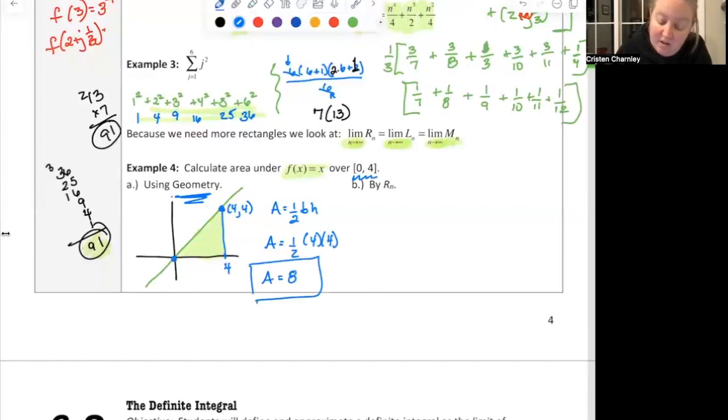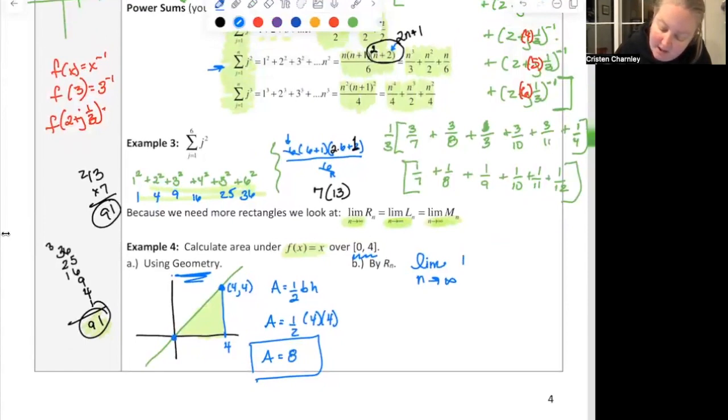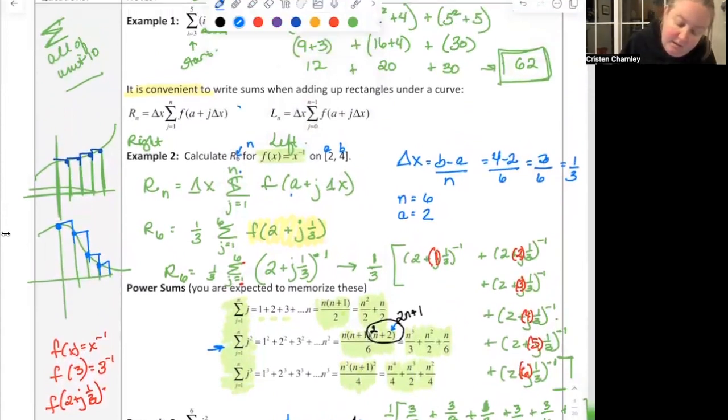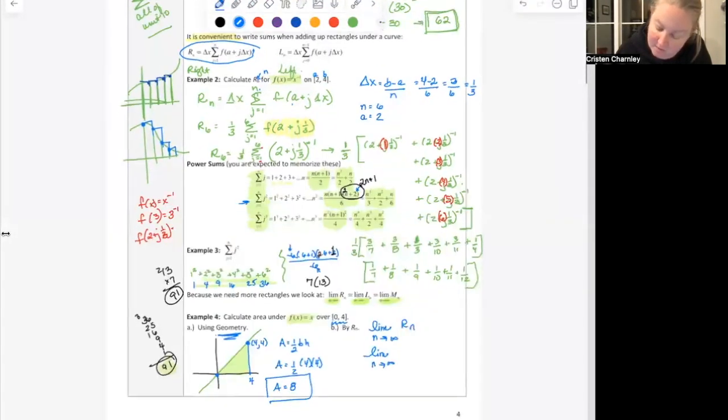Now, by r sub n, this is going to be the limit as n approaches infinity of r sub n. Now, in place of r sub n, we're going to come back up here and use this formula. I'm going to zoom out here for a second. So this would be delta x, sum from j equals 1 to n, of f of a plus j delta x.